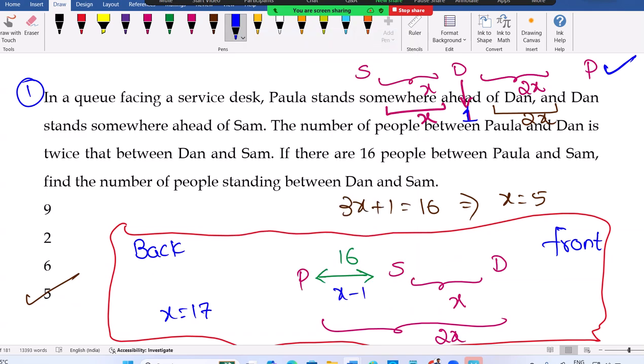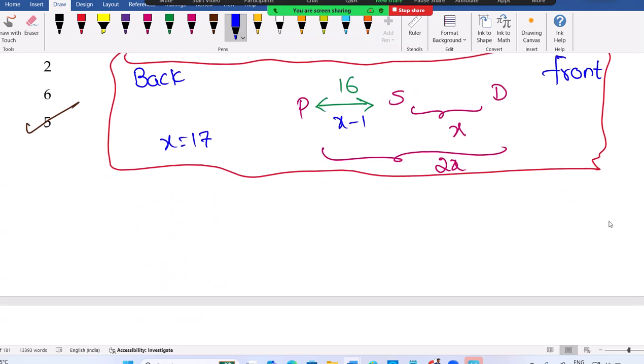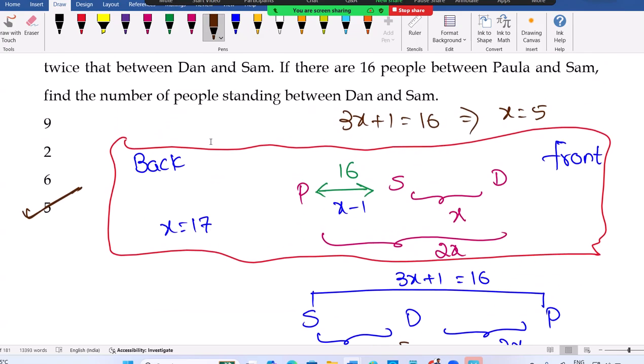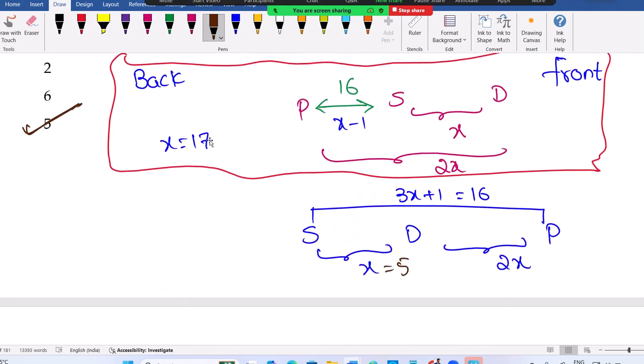Yes, Paula is ahead of Dan. Then only the above arrangement is possible. That's what we are taking, like S, B, P. This is X, here 2X. Total between S and P is 3X plus 1. That's what is given in the question as 16. From that we got X value equal to 5. So the fourth option is correct. Perfect. So let's see about the next question.